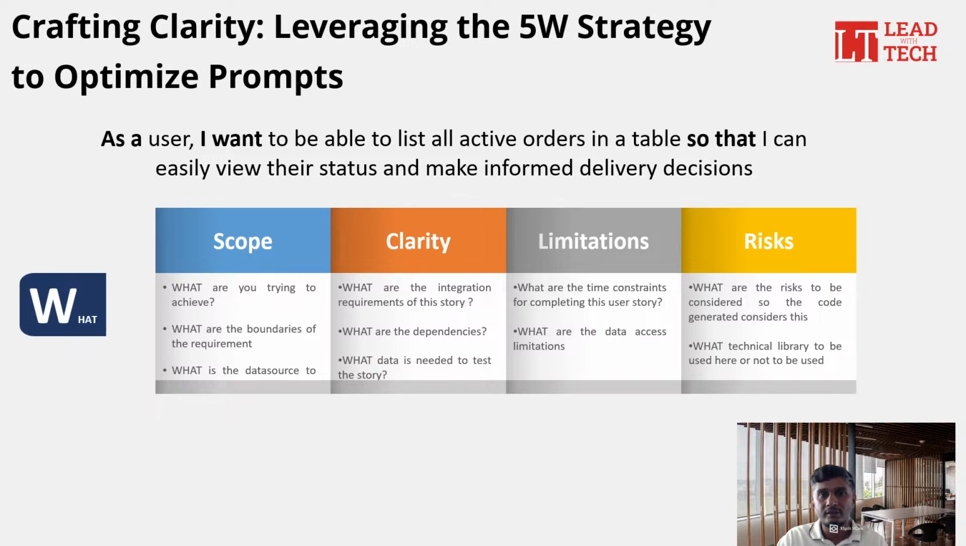So what are we trying to achieve? What are the boundaries of this particular order listing, right? What is the integration? How does it get the order details? What integrations do I need to do? How do I get the integrated data? And limitations: what is the time constraint on this particular requirement? What is the data access? Do I have the data access to connect to the DB directly? How do I connect? So these are the risks and limitations, and clarity and scope are the kind of questions you need to focus on.